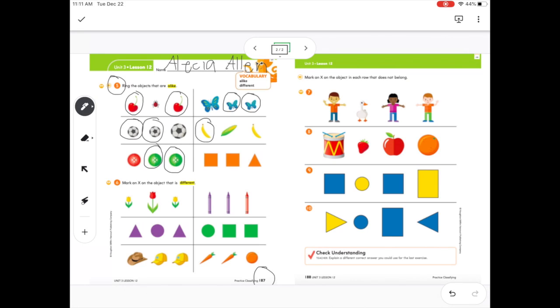Next one, banana, corn, banana. Last but not least, square, square, triangle. Which two are the most alike? Go ahead and circle both of them.